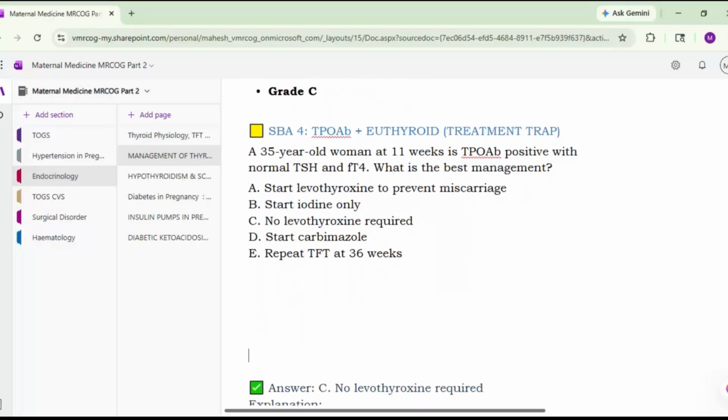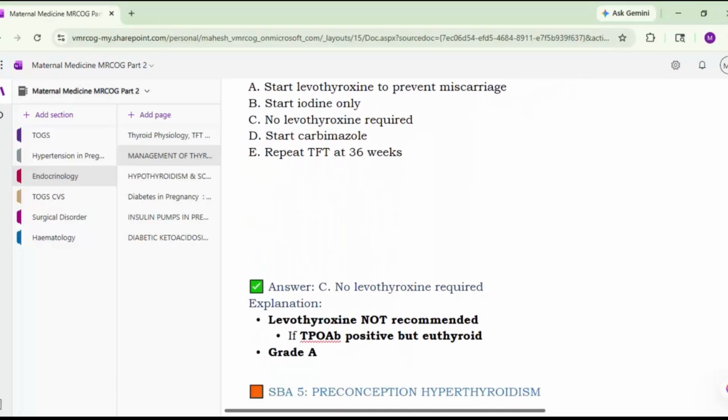This is the best option because they have not mentioned the test.